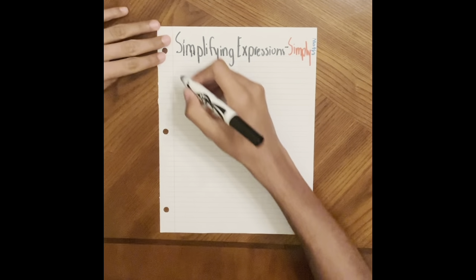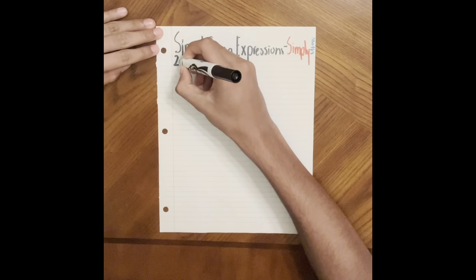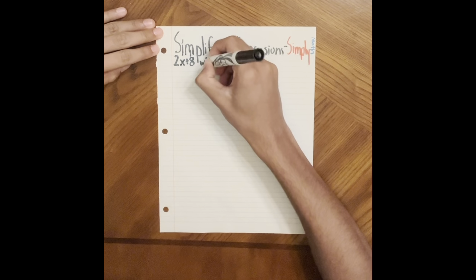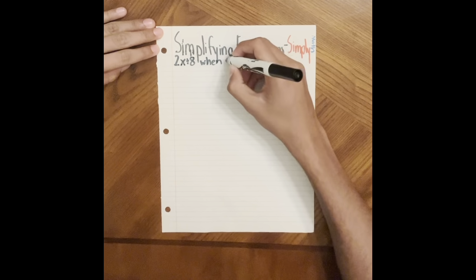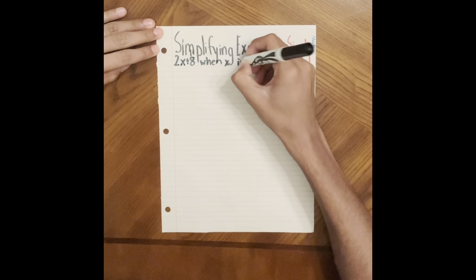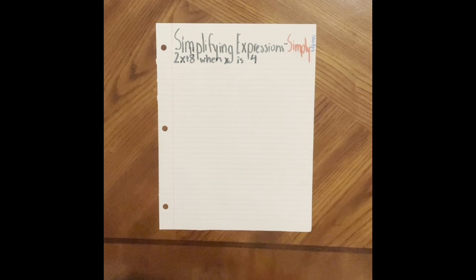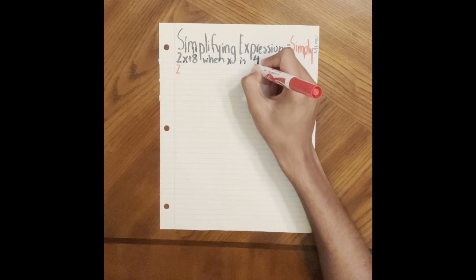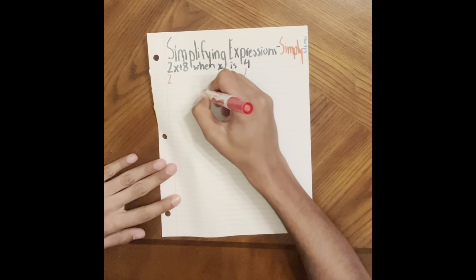Welcome to Simply Math, and in this video we're going to be covering simplifying expressions. So first let's do 2x plus 8, where x is going to be equal to 4. Now, note that over here x is a variable. Now, we're going to substitute the 4 over here for the x.